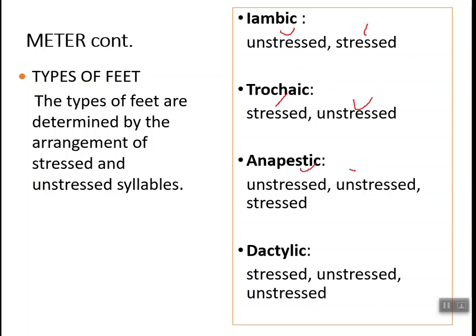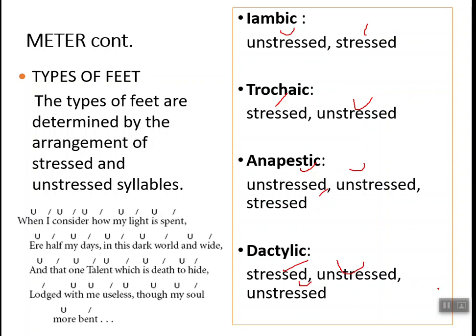Anapestic is unstressed, unstressed, stressed. Dactylic is stressed, unstressed, unstressed. I actually think the dactyl is the one that's in Goblin Market, now that I think of it. So here's the thing. If you're in a different class, you might need to know this, and you might be doing scansion. Nope, that's just an example.